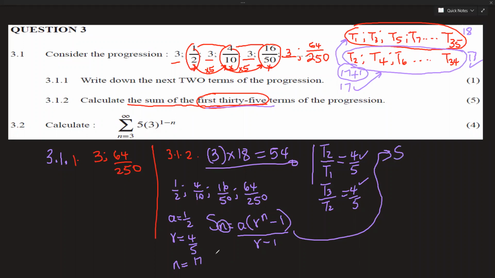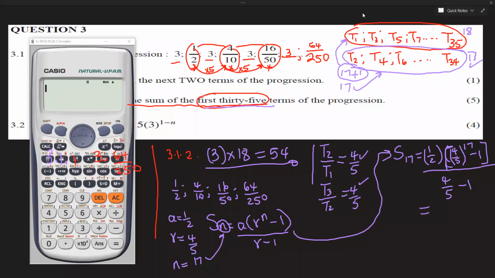S17, because N is 17, right? So the sum of 17 terms equals my A, which is half, times my R, which is 4 over 5 in brackets. Here, let me put a square bracket, to the power N, my N is 17, then minus 1, all over. My R is what? It's 4 over 5 minus 1.